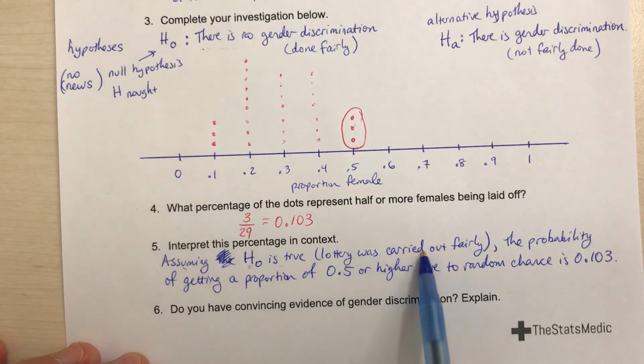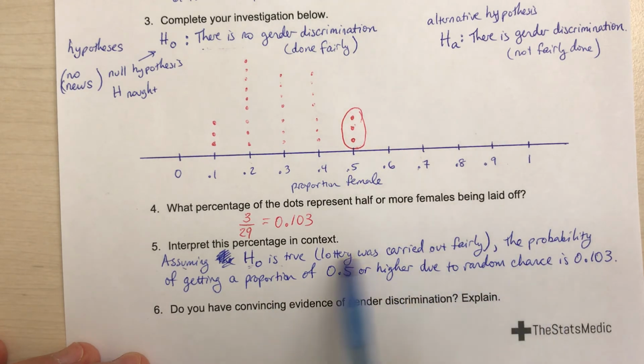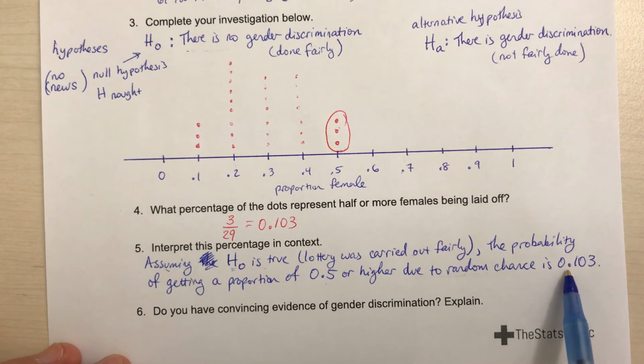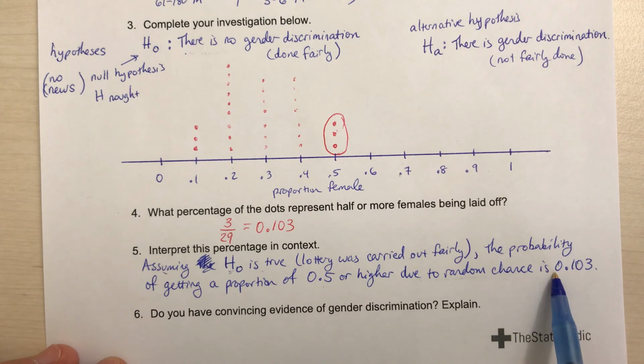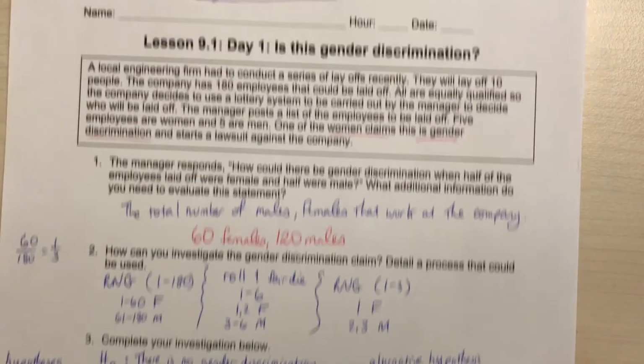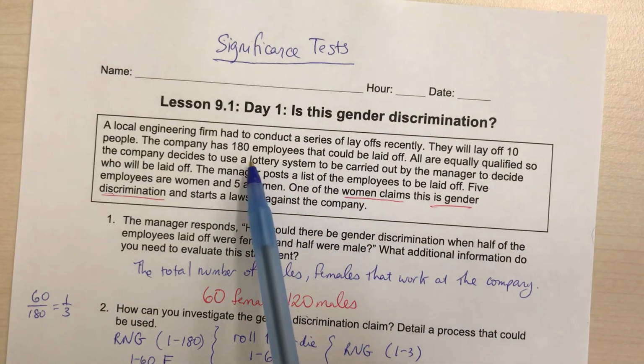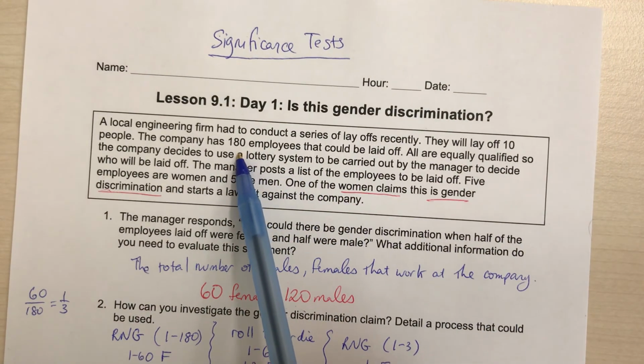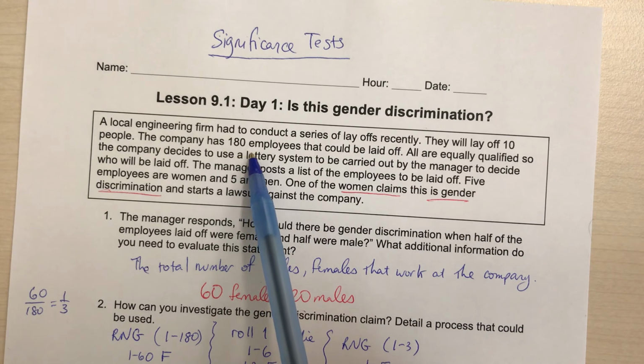that this was actually done fairly, the probability of getting the results we got of 0.5 or higher due solely to random chance, that's why we use a random number generator, is 0.103, which is about 10%. Okay, so given the situation that we had here, 180 employees, 1/3 of them were female, the probability based on our simulation that half of the people laid off would be female is about 10%.